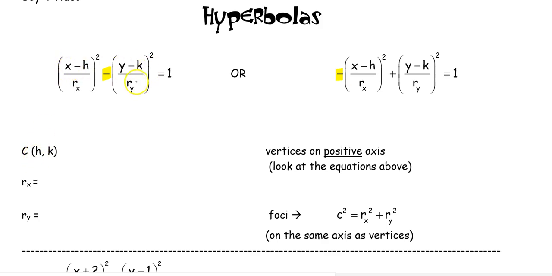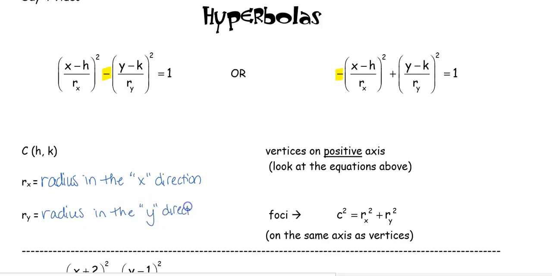So the center is still the same at (h, k). The r of x is still going to be our radius in the x direction, just like before. And the r of y is the radius in the y direction. And we know x goes left, right, y goes up, down. When we plot our vertices and our foci, they are always going to go on the positive axis.